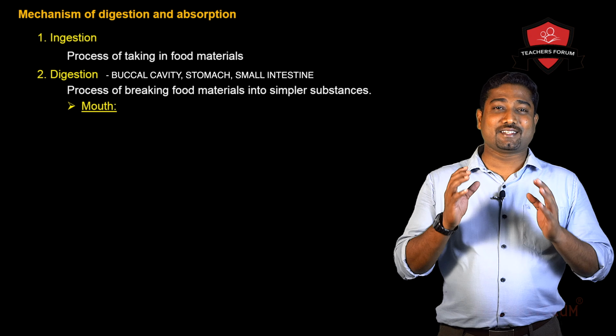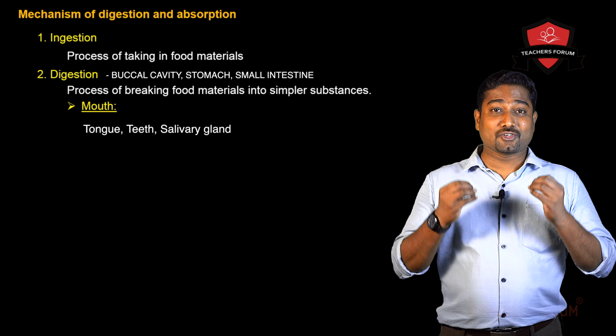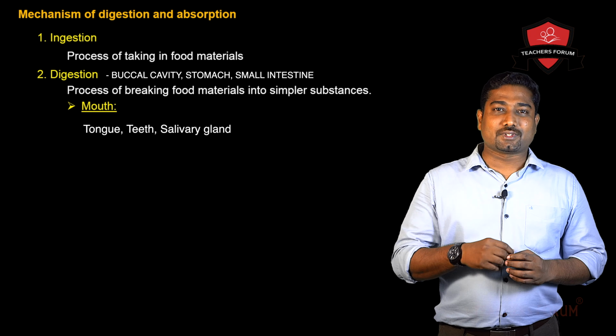And the tongue does a major role in mixing the food with the saliva. So the tongue acts like a spoon. It mixes the food with the saliva. So food gets moistened with the help of saliva. And the mucus present in the saliva helps to glue the food materials together so as to form a ball-like structure called bolus. In general, we take the food in the form of starch or glycogen.